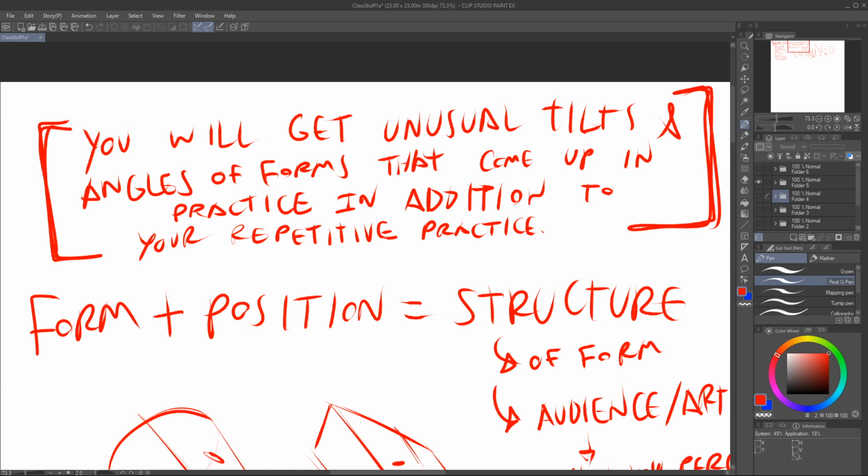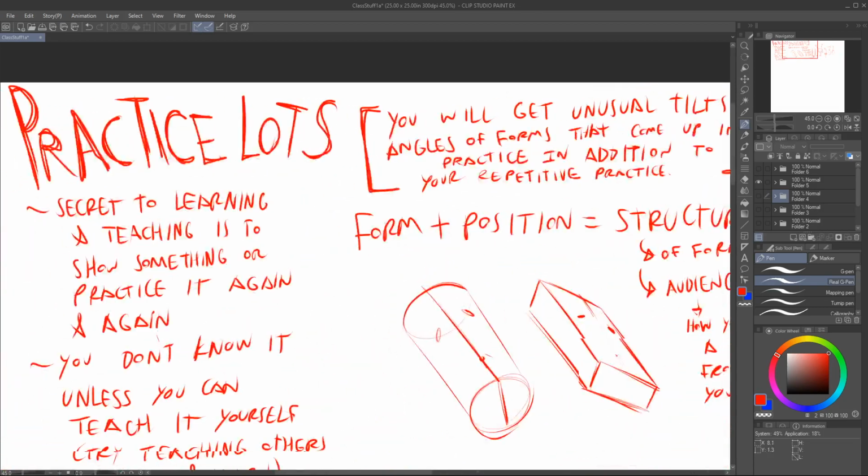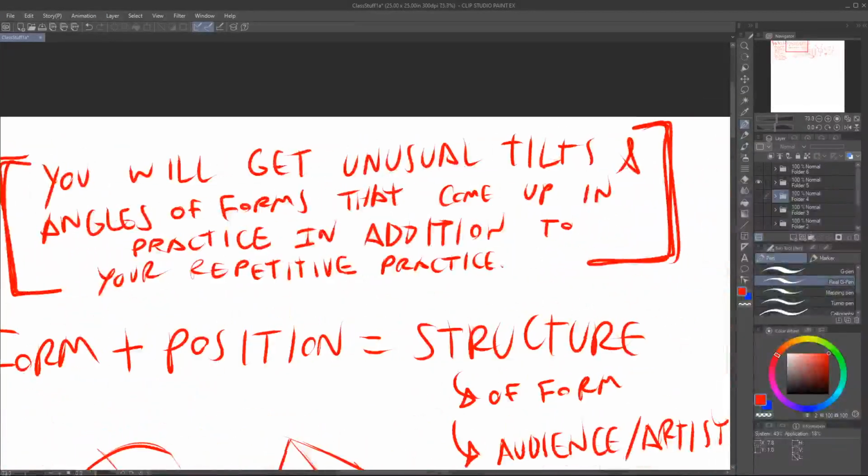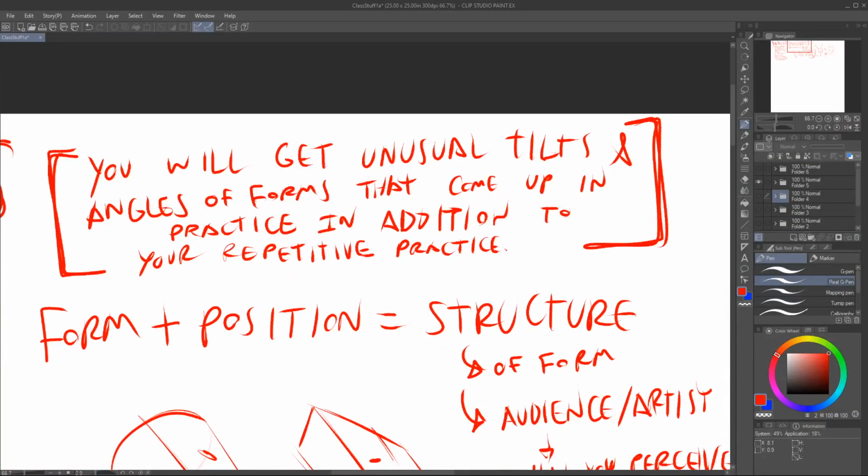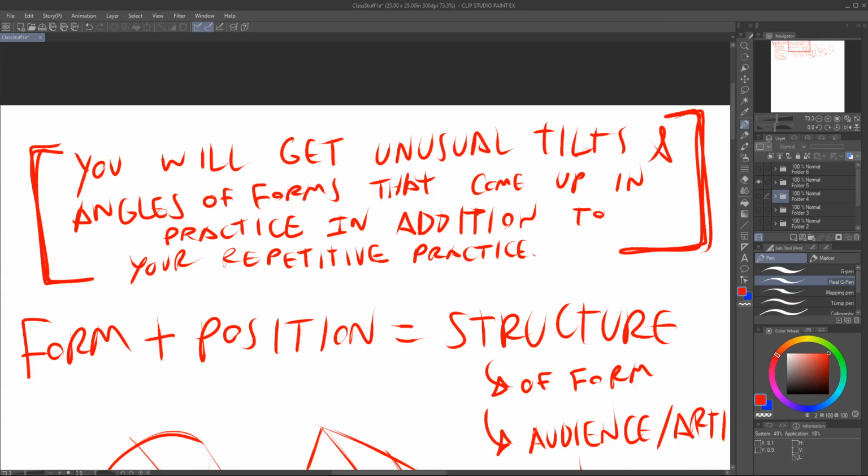So another important reason why you want to practice lots is you will get lots of unusual tilts and angles of forms that come up in practice in addition to your repetitive practice. You know those drawing manuals with all those formal angles that are kind of pretty predictable that you can practice from? Well, in nature, things are way more complex than that. So you're not going to be able to shortcut that. You need to get exposed to it, and you need to see it.